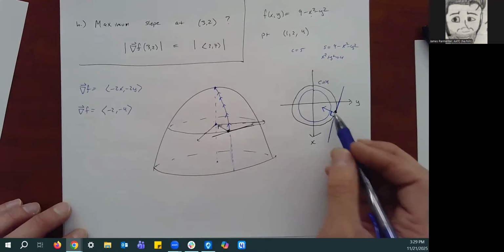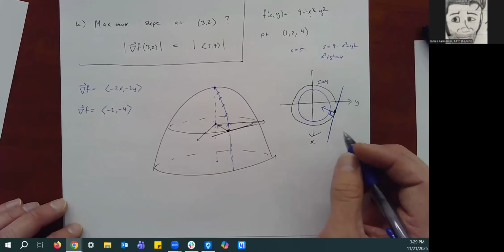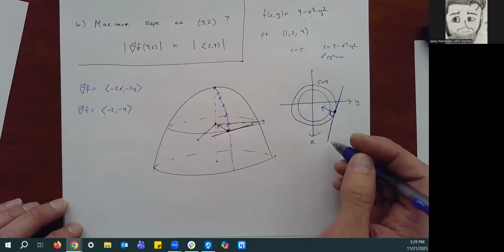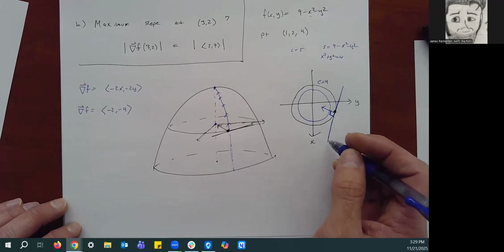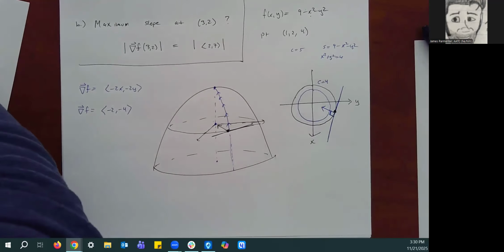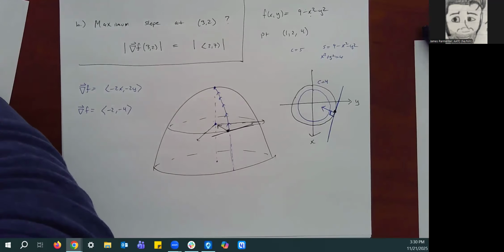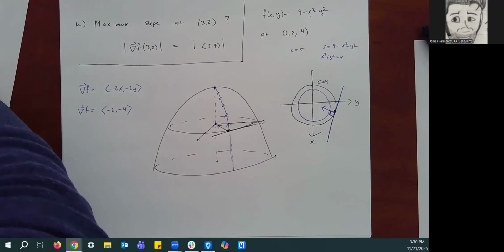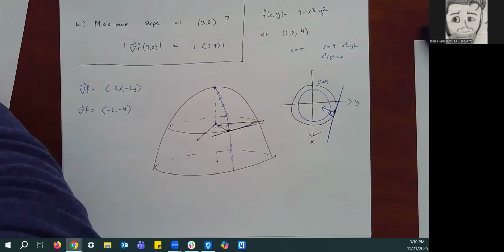There's a reason why the gradient has to be perpendicular to this tangent line and not just because, like, yeah. Sorry, I've just forgotten... oh, right, of course, yeah.